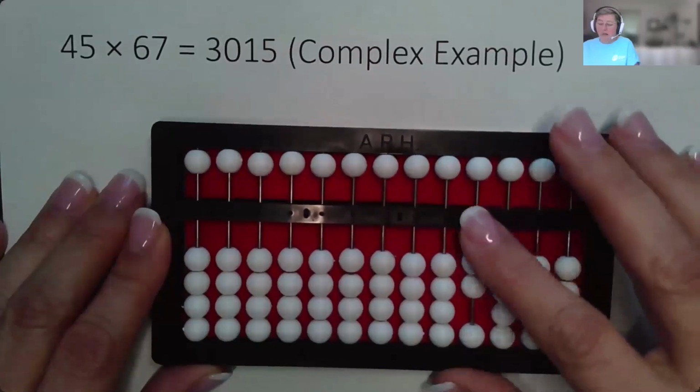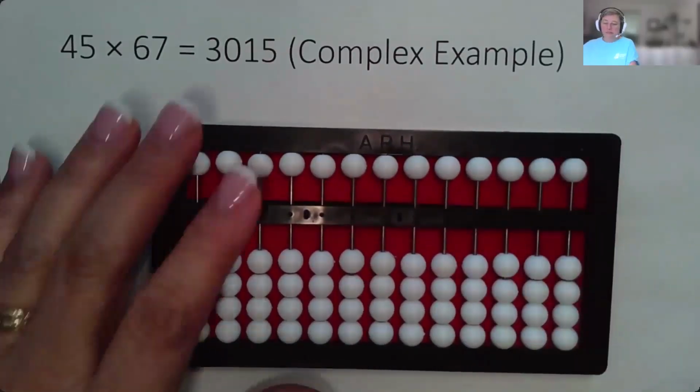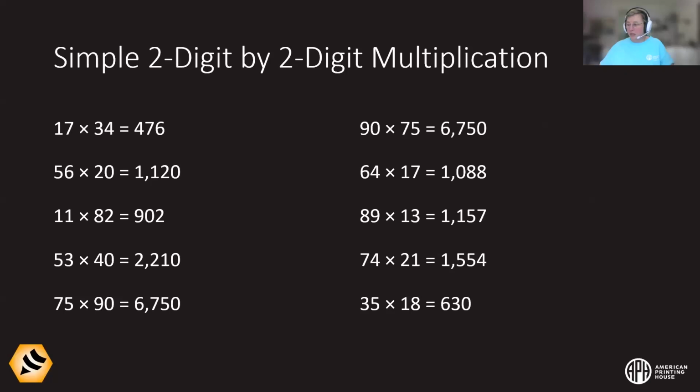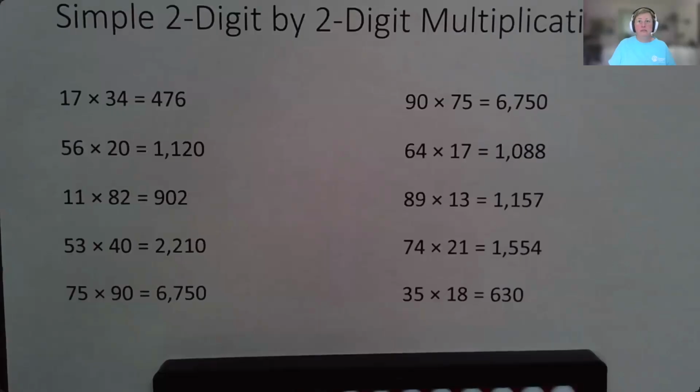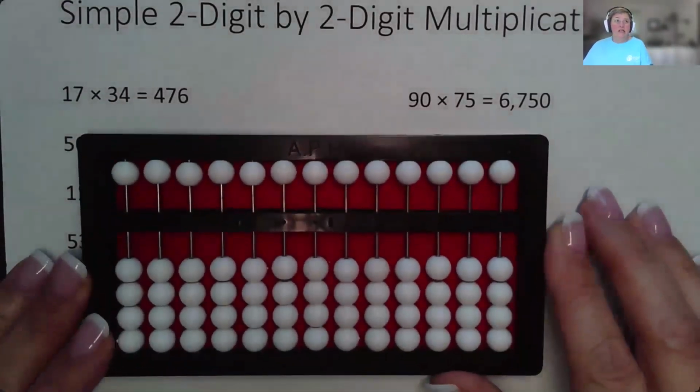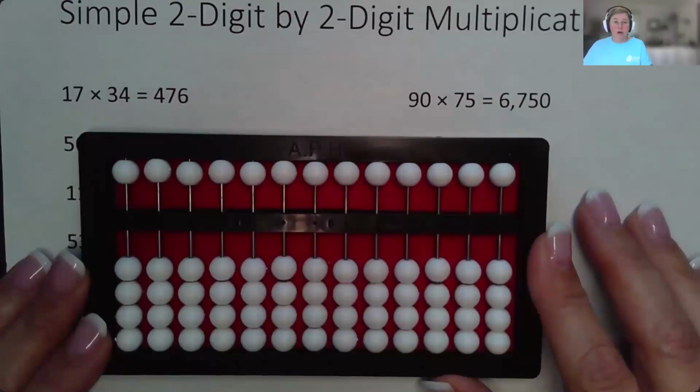Again, that's a more complex problem. Because it's a more complex problem, and we recognize our students shouldn't start with complex problems, and neither should you, I've given you some simple 2-digit by 2-digit problems to practice. Let's try a few of these together. Let's try 17 times 34.